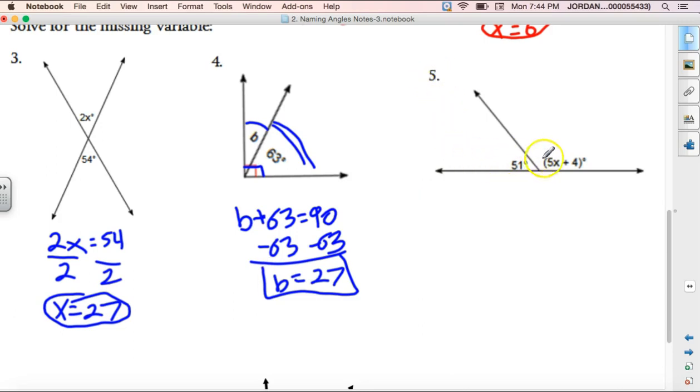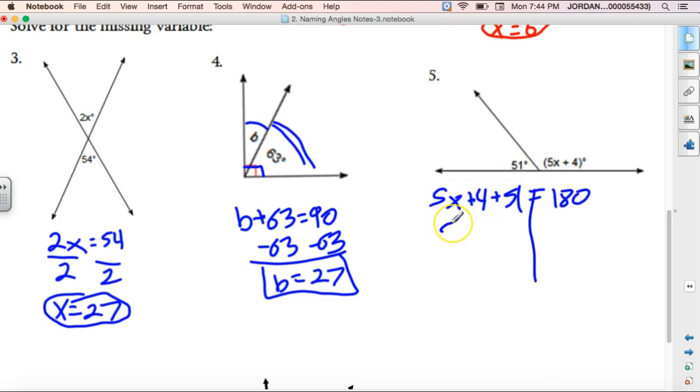All right, number 5. These two angles form a linear pair, which means they make a straight line. A straight line is 180 degrees. So when we see that it's a straight line, we know that these two must add up to 180. Just like when we saw this red mark, we knew these two had to add up to 90. A straight line is automatically 180. So I know I've got to add these together. 5x plus 4 plus 51 equals 180 because it makes a straight line.